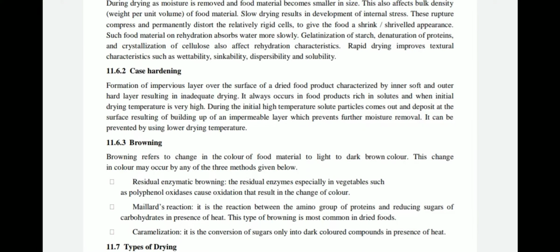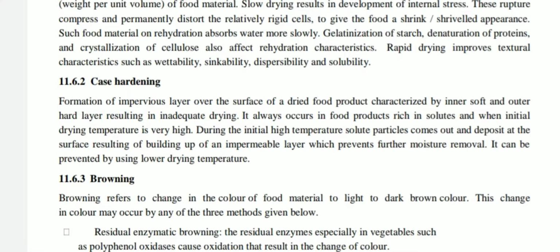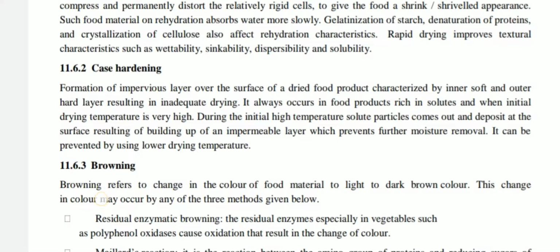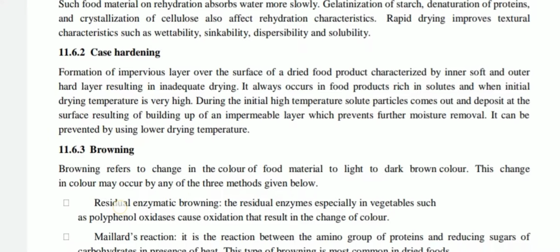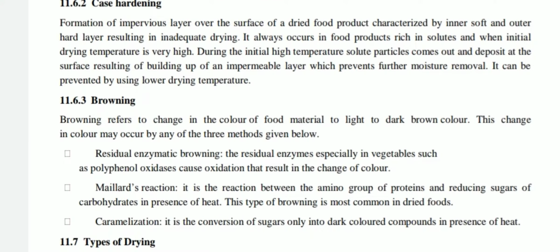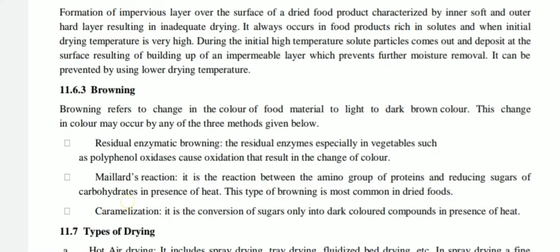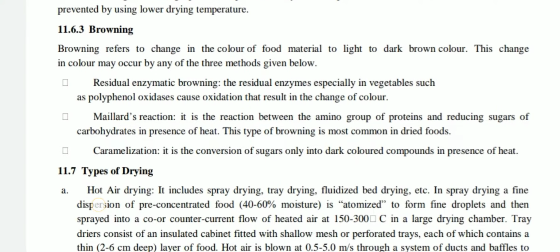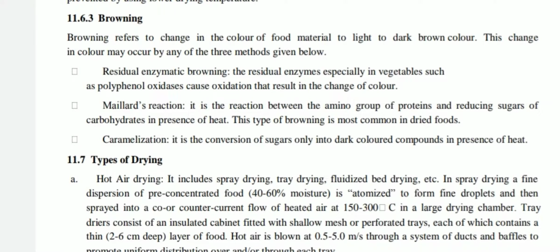So these are the rehydration characteristics and important for rehydration. Then case hardening means the surface makes a crust because of the higher rate of drying, and the inner material is soft, so the shelf life will be lower because the inner soft material will be available for chemical reactions as well as microbial reactions. Now, browning can be because of residual enzymatic browning, Maillard's reaction, or caramelization. So these are the three defects of drying, that is browning, case hardening, and shrinkage.